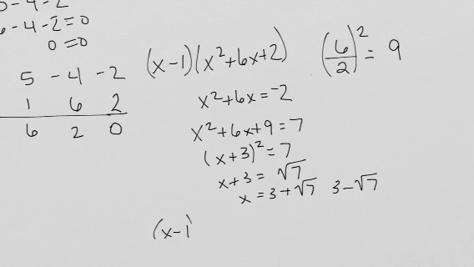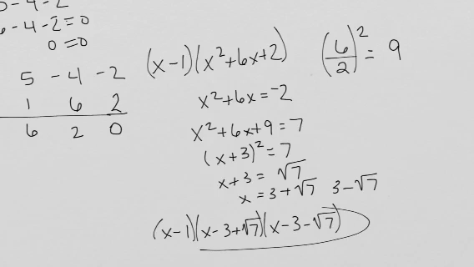x minus 1, x minus 3 plus the square root of 7, x minus 3 minus the square root of 7. Using the fundamental theorem of algebra, my original problem was x to the third, a third degree polynomial, which meant I should have 3 roots. So the fundamental theorem of algebra says I have found all of the roots, so we're done.